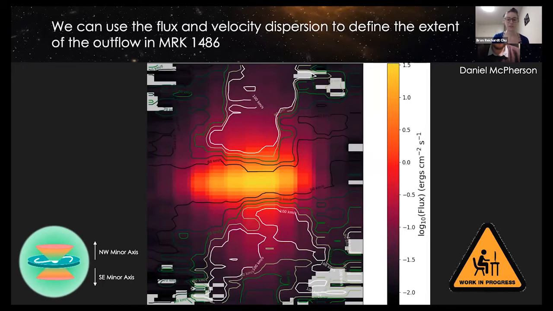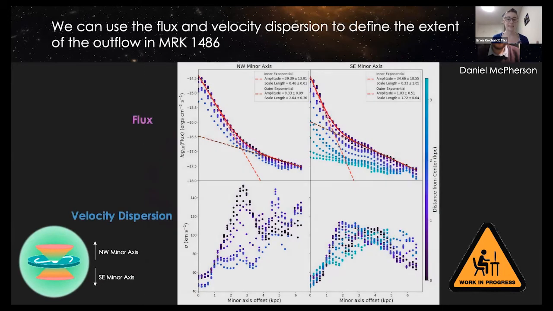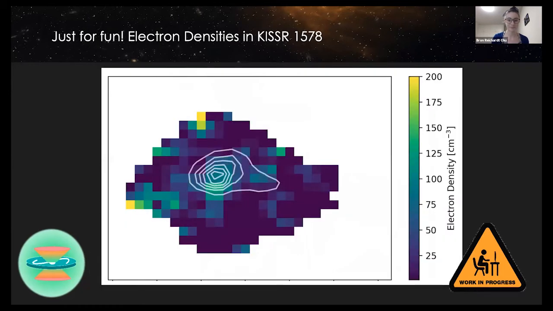And this is something which Daniel McPherson has been working on. So here, Daniel has plotted the [OIII]5007 flux and velocity dispersion as we move off the minor axis of Markarian 1486. Daniel has been using these two quantities to create a new method to define the extent of outflows in edge-on galaxies. This is a work in progress, but keep an eye out for more results which are coming soon.